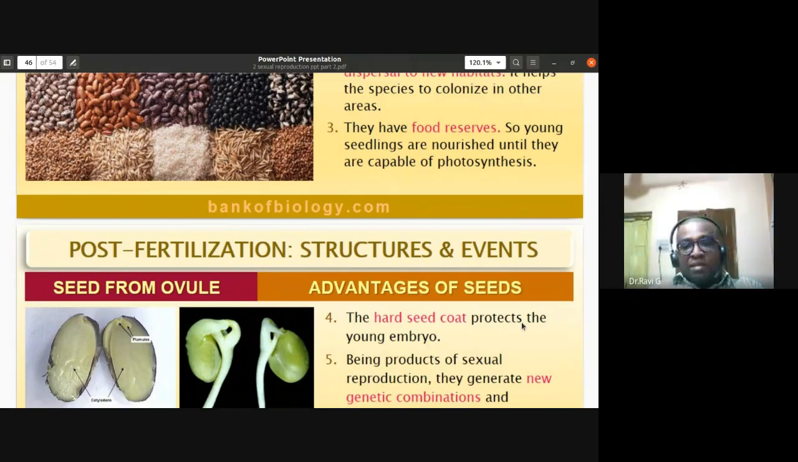Seeds are products of sexual reproduction, isn't it? Seeds are formed from the ovule. Within the ovule, the zygote is there, and the endosperm is formed. They are all formed by double fertilization, and it is sexual reproduction. So they generate new genetic recombination.